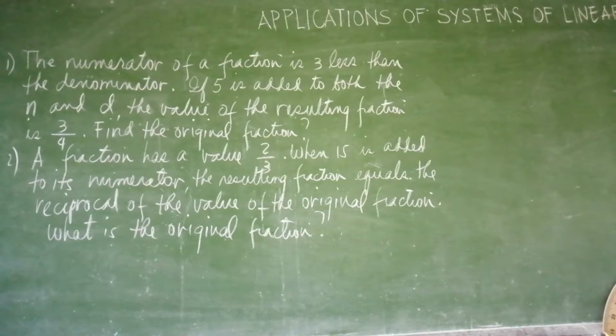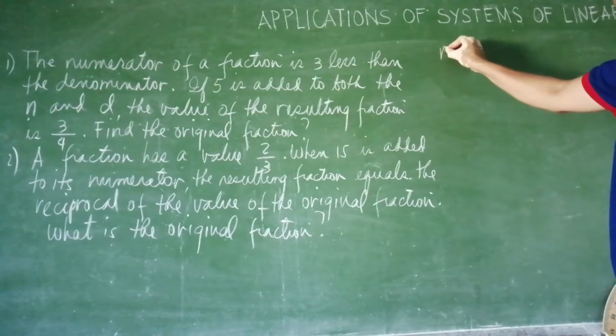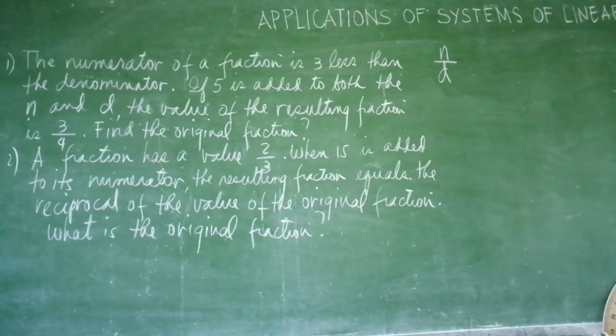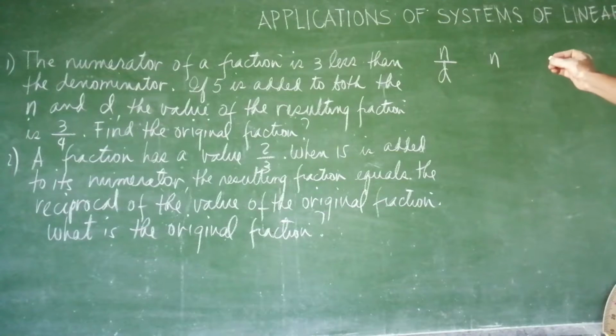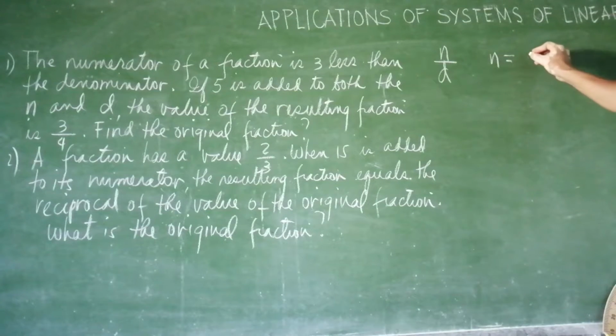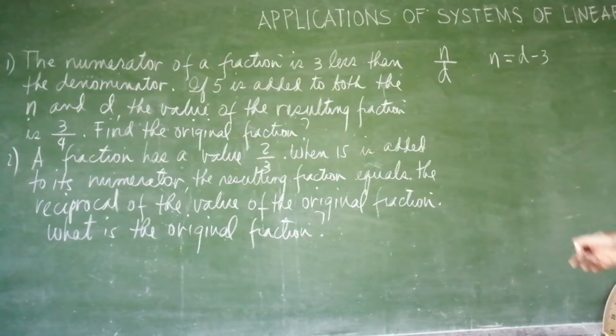So number 1. We just have the original fraction with n over d. That should be the original fraction. So let's make an equation out of the problem here. The numerator of a fraction, so n, is 3 less than the denominator. So d minus 3. I want to repeat, it cannot be 3 minus d. It must be d minus 3. So that is an equation.